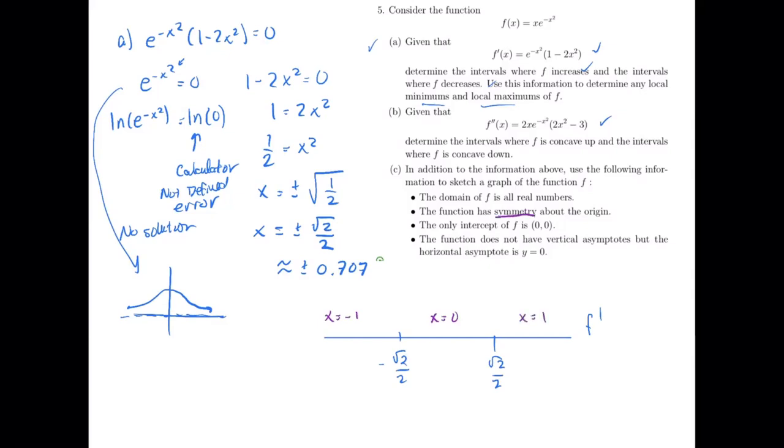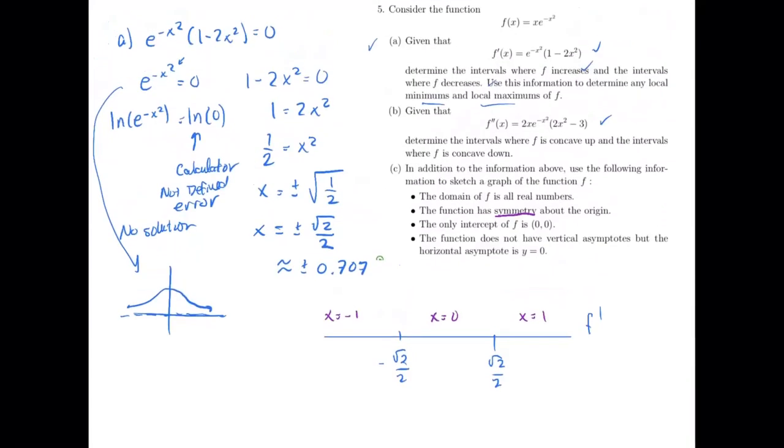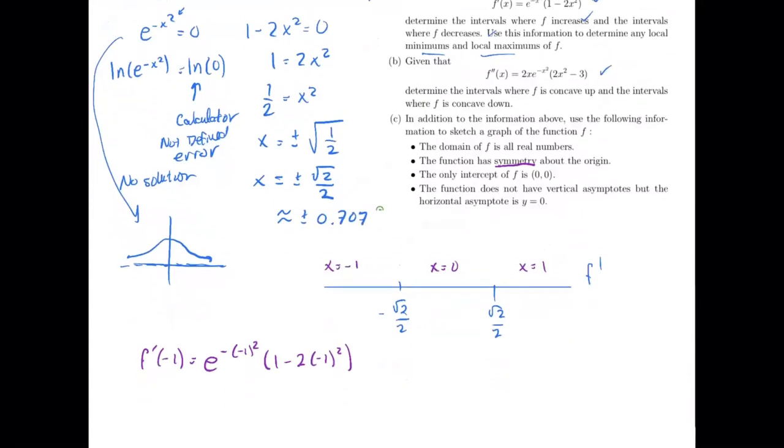The fact that it has symmetry might be useful to some of you, but let's go ahead and compute this anyway. So we're going to plug this into the derivative. So f prime of -1 is equal to e to the -1 squared, times 1 minus 2 times (-1) squared. Notice that this is e to the -1, which is positive. But here I get 1 minus 2, and this is now going to be -1 over e, which is obviously negative. So the function's decreasing here.